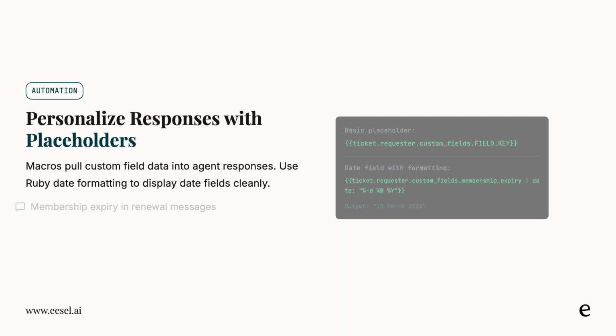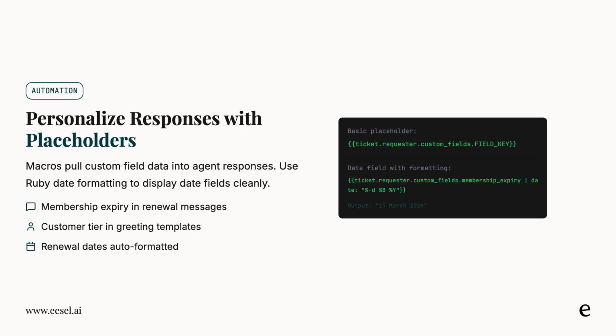Macros can pull custom field values directly into your agent responses using placeholders. Use the syntax ticket.requester.custom.fields. dot your field key to insert any value automatically. For date fields, add Ruby date formatting to display a clean, readable date like 15th March 2026.